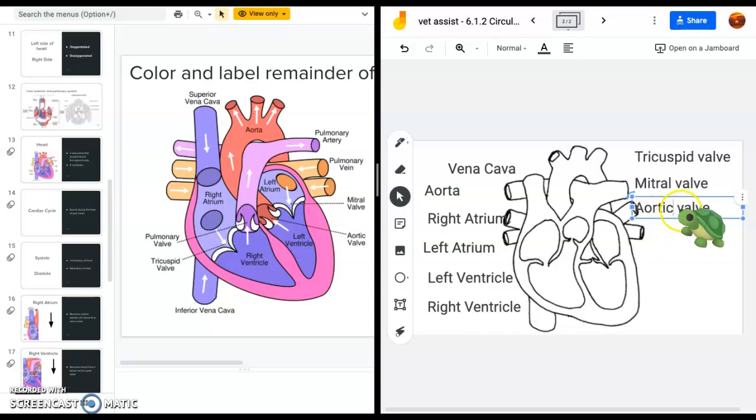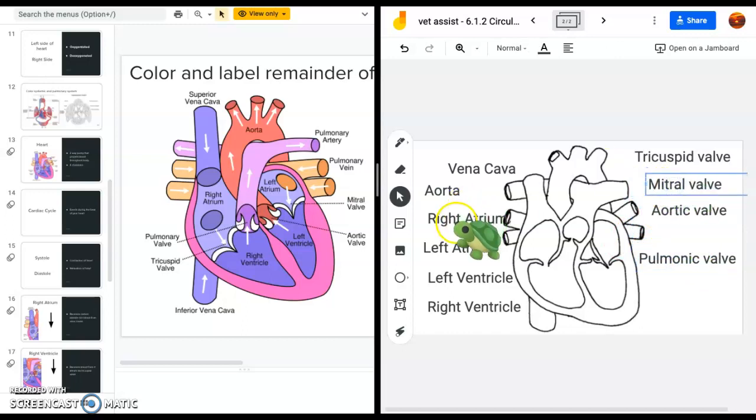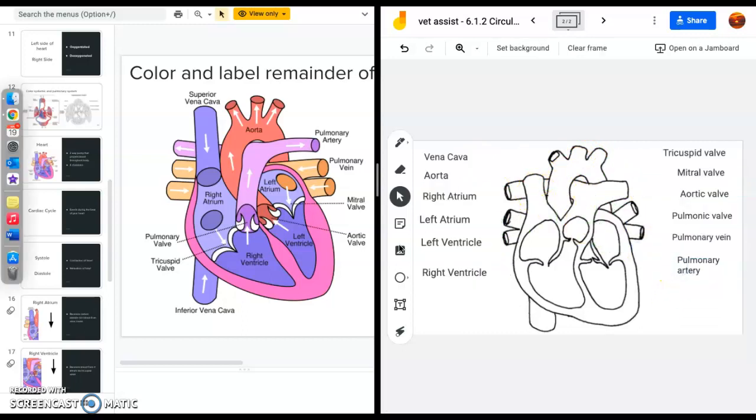I'm going to need my aortic and my pulmonary. Aortic. And my pulmonary is pulmonary or pulmonic. Pulmonic. That way we can kind of keep those two together. All right, and then right, left, vena cava, aorta, pulmonary valve. Oh, I need my pulmonary vein and my pulmonary artery. All right. So what I did is I went ahead and I have all the things I needed, right? I added my pulmonary vein. I added my pulmonary artery.